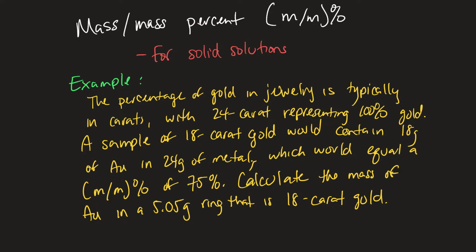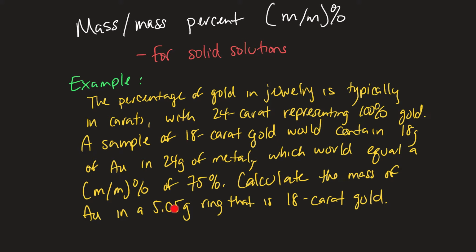So here's an example. The percentage of gold in jewelry is typically given in karats, with 24 karat gold representing 100% gold. A sample of 18 karat gold would contain 18 grams of gold and 24 grams of metal, which would equal a mass percent of 75%.